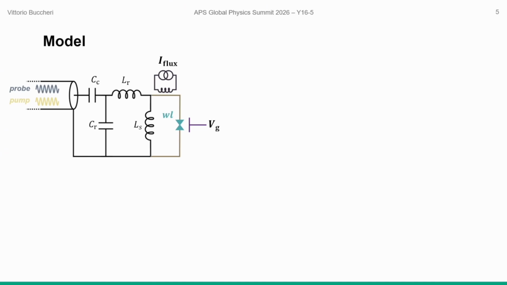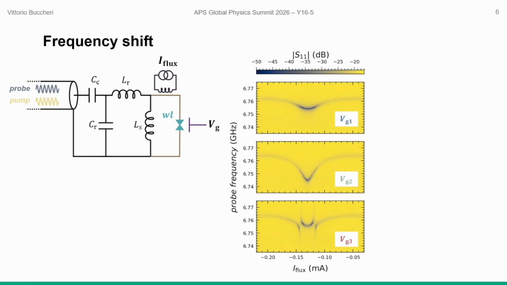So basically, you can see we have our weak link. It is coupled to the resonator via an RF SQUID configuration, and the experimental knobs are the gate voltage that controls the junction, then the current that flows in a flux line close to the SQUID, and then the probe and the pump signals that we can send through the transmission line coupled to the resonator. And now the question is, how does the weak link affect the resonator? The first thing I want to discuss is the frequency shift.